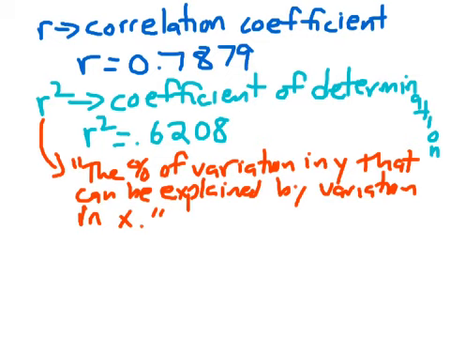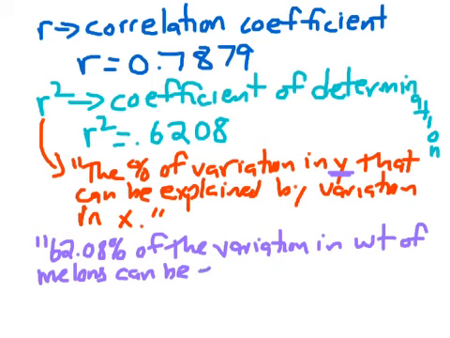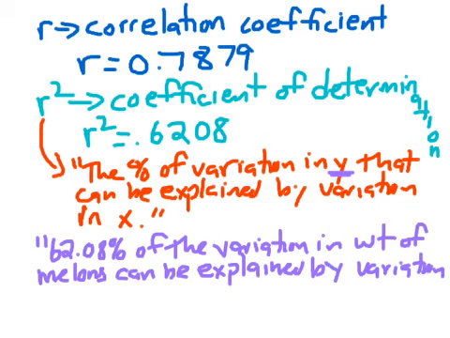we might say 62.08% of the variation in, and what was Y now? Y was weight of melons, can be explained by variation in, and then what was X? X was diameter.